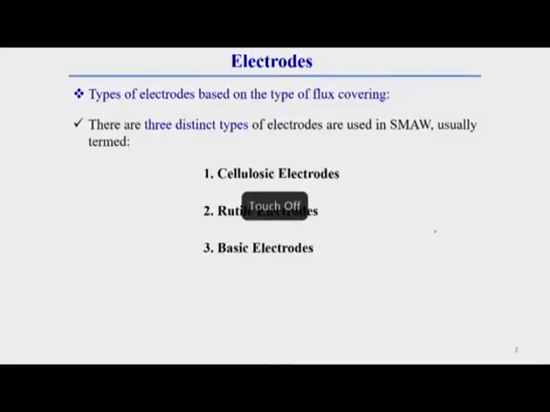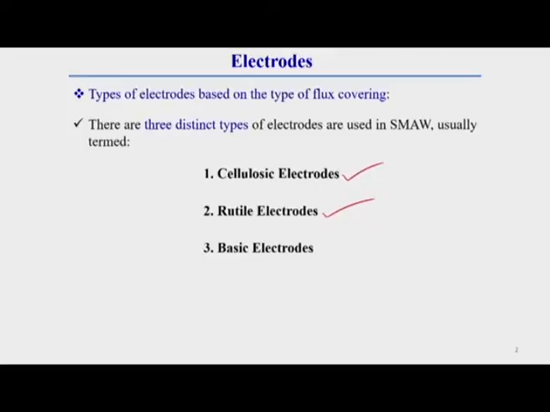So, last lecture I was discussing the different categories of electrode used in the SMAW process. One is called cellulosic electrodes, another one is called rutile electrodes, and the third one is called basic electrode. I have completed these two, cellulosic and rutile. Generally, rutile electrode is a general purpose electrode. Its application and basic features I have discussed in detail in the last lecture.